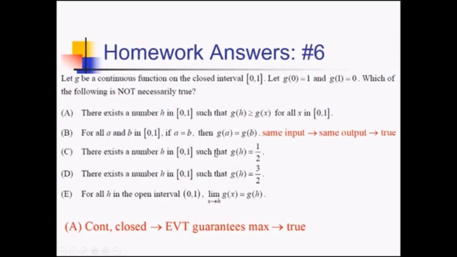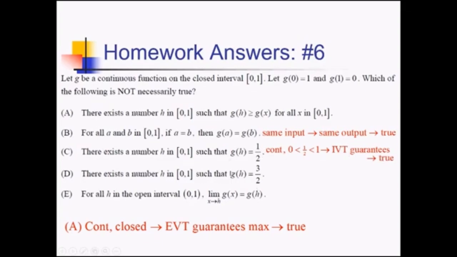The reason for that is that we have a continuous function, and 1/2 is between the starting and ending values of 0 and 1. So since we have a continuous function, we're guaranteed to hit everything in between 0 and 1 by the intermediate value theorem. This guarantees it. So this means that choice C is a true statement. This has to happen because of the IVT.